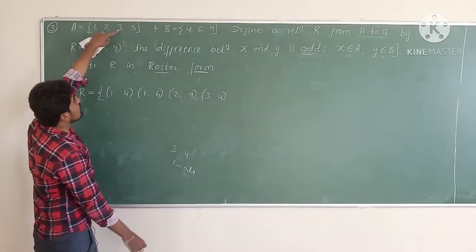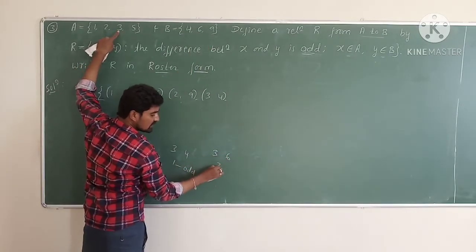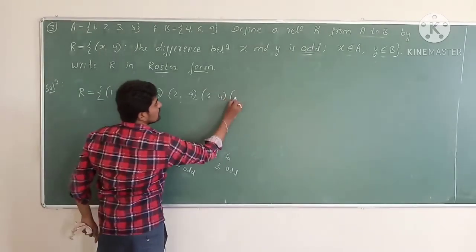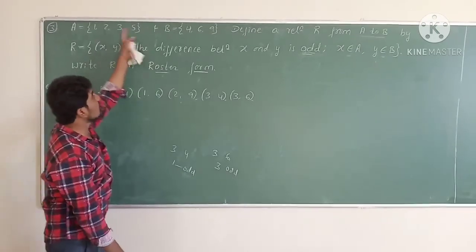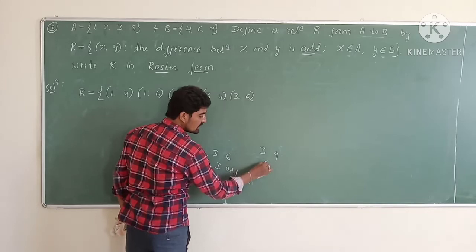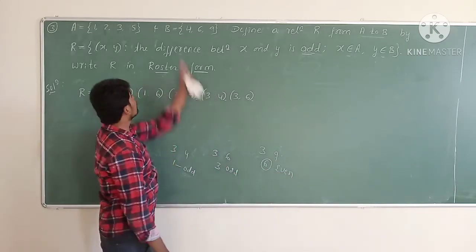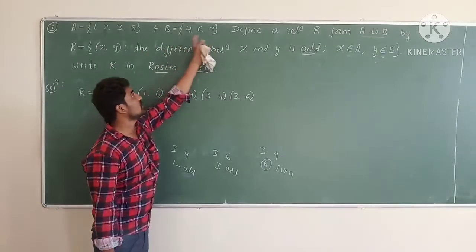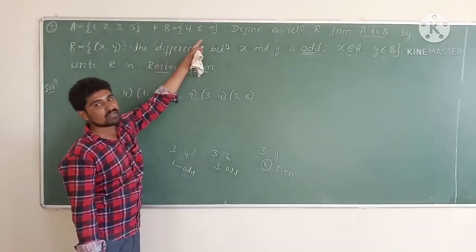Next, 3 and 6. The difference between 3 and 6 is 3. 3 is an odd number, hence 3 is related with 6. Next, 3 and 9. The difference between 3 and 9 is 6, but 6 is an even number. Therefore, 3 is not related with 9. So, 3 is completed with all the elements present in B. We checked the elements of B for 3.